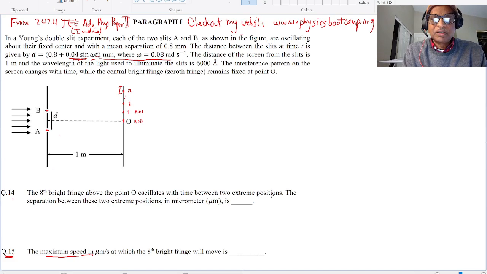Okay, so it says two extreme positions. Clearly at some point in time the distance is smallest, and at some time the distance is largest. That probably corresponds to the highest place the nth spot will be, and the lowest place the nth spot will be. The nth spot will be all along this while it's moving, while this thing is expanding and shrinking.